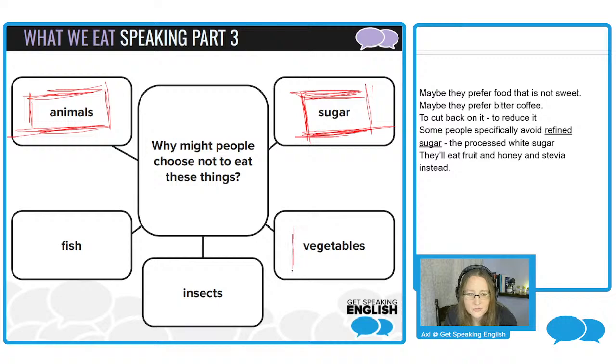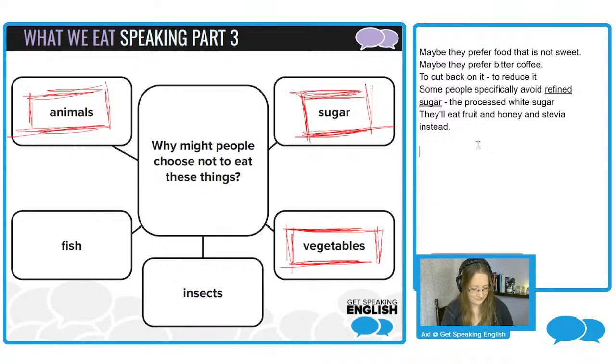Let's talk about vegetables. We just talked about why people might avoid eating animals. Seems to be plenty of people who also avoid eating vegetables, though, right? Any thoughts on that one?